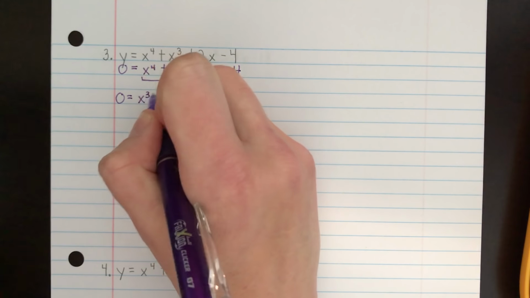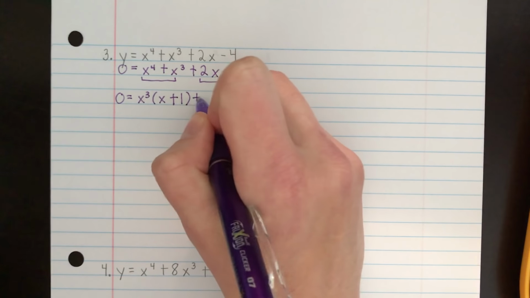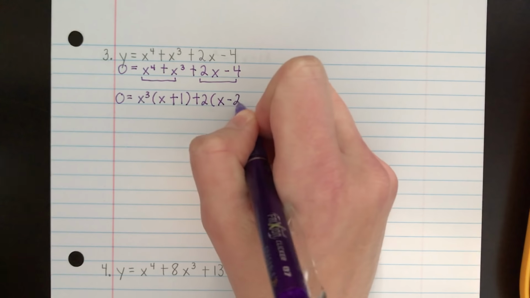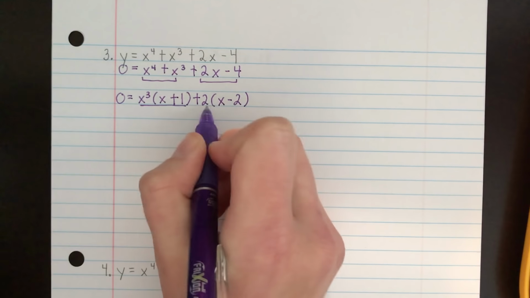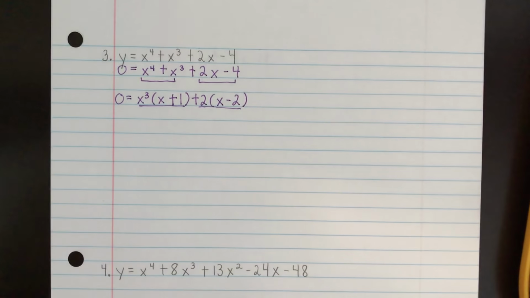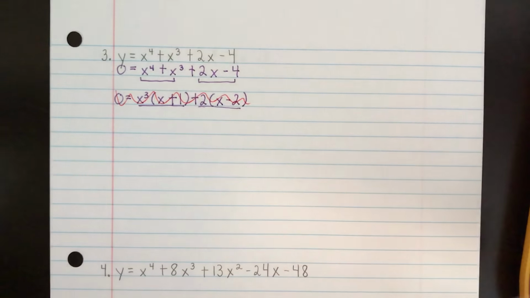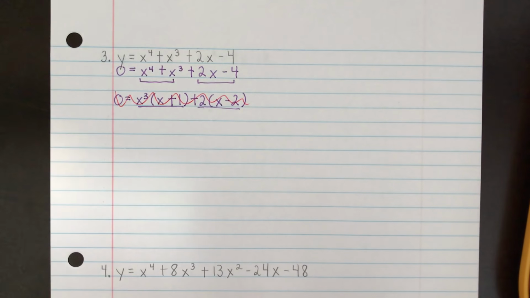I pull out that GCF of x cubed, that leaves me with x plus 1. Pull out my GCF of 2 here, that leaves me with x minus 2. Are these the same? No, they're not. So, pun intended, we have to regroup. Ha ha ha. Regroup our thoughts and think, okay, well, that's not going to work. What is? Well, this is where technology comes in very, very handy.